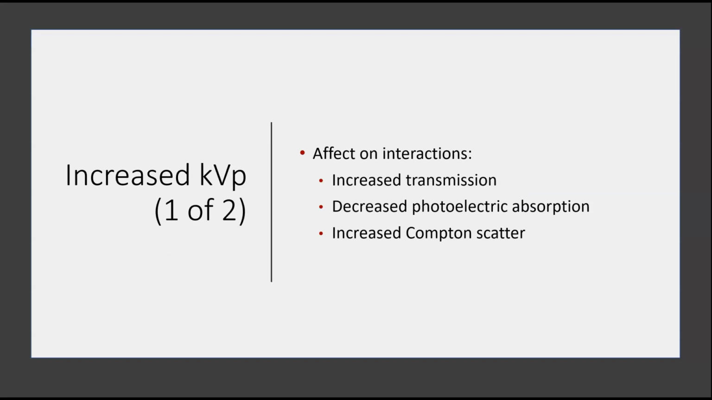So, effects on interaction. If we take our kVp and we increase our kVp, what are we doing? We're increasing the transmission through the patient. So when we do that, naturally, we're decreasing the photoelectric absorption. And if we increase our kVp, we're also increasing our Compton scatter, which is bad. But if we're decreasing our photoelectric absorption, which is 100% patient dose, that's a good thing. So there's a compromise here. What are we going to do to help control some of this Compton scatter that we have to deal with, as it's a product of the kVp?